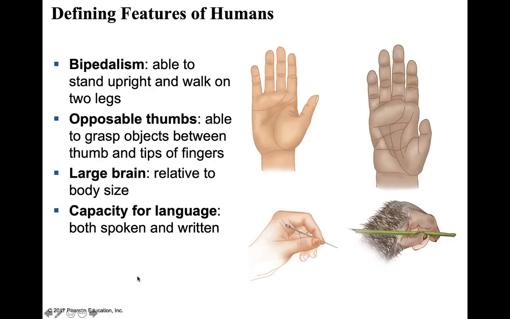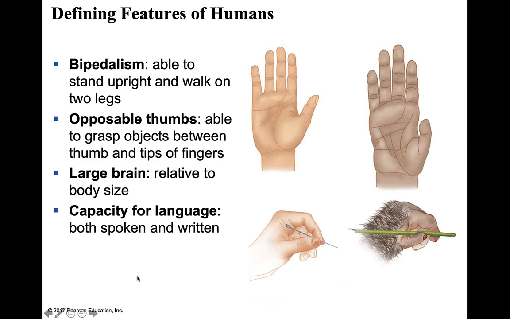Now, if we look at some defining features that describe humans, the first is the ability to stand upright and walk on two legs. That's known as being bipedal, so bipedalism is an example of that. If we look at the opposable thumb, it allows us to be tool users, which really separates us from all other animals out there. That ability to grasp objects between our thumb and our fingertips is very important, allowing precise hand movements, something that's not common in other animals.